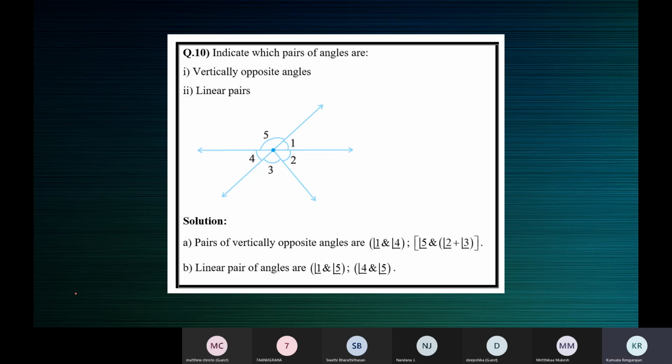For that, we say angles on a straight line and up to 180. 2, 3, and 4: there are 3 angles on a straight line. Yes, ma'am. 2, 3, and 4 are angles on a straight line. So 2 plus 3 plus 4 is 180. Okay, ma'am.